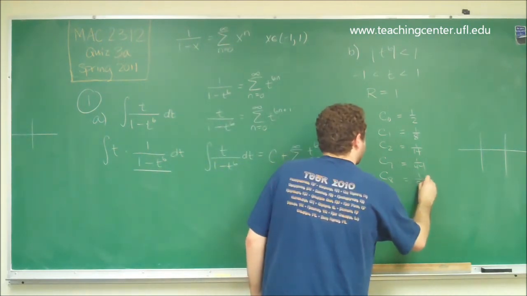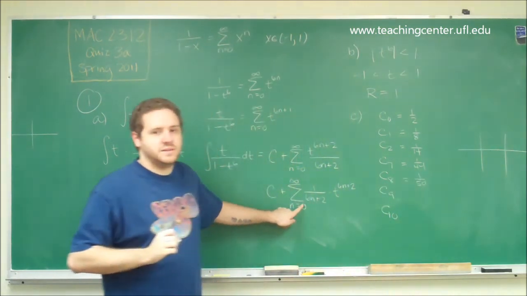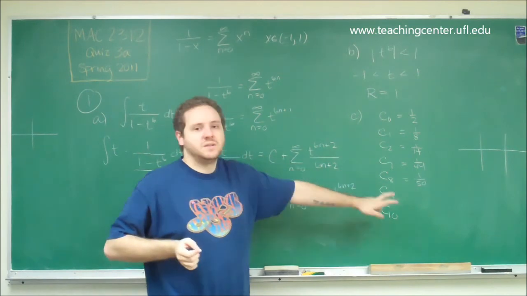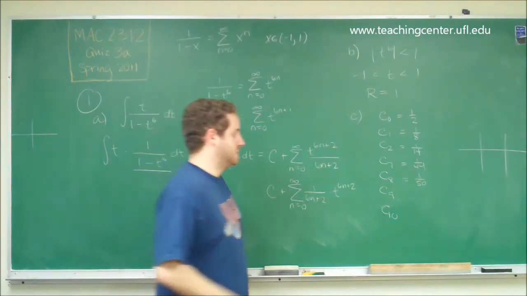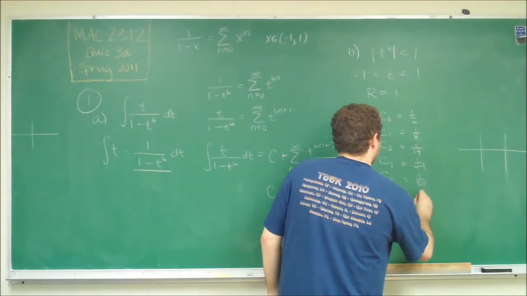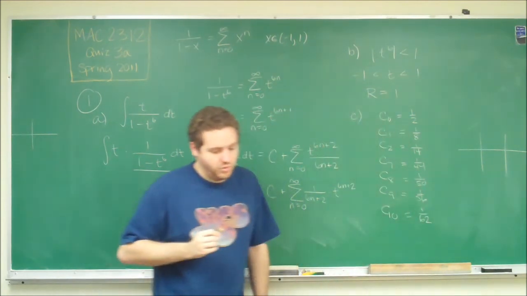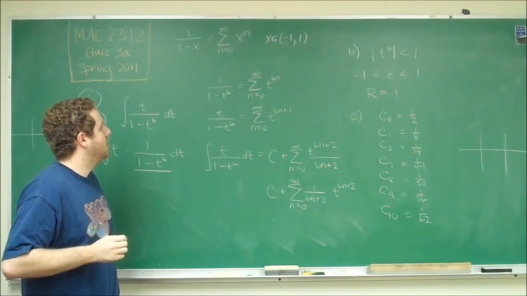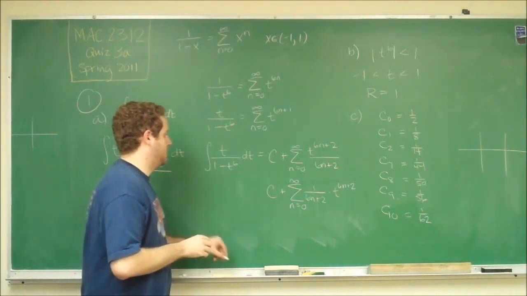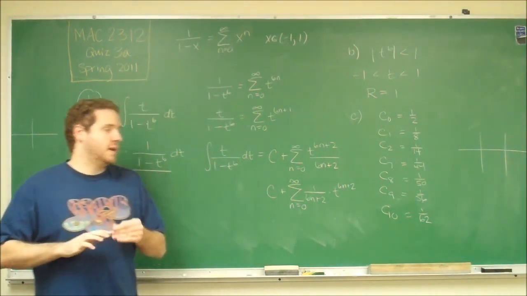You should see the pattern here because the n is times 6. If you have consecutive coefficients, their denominator is always going up by 6. So you can say c9 is 1/56 and c10 is 1/62. So this is how we represent an integral by using a power series.